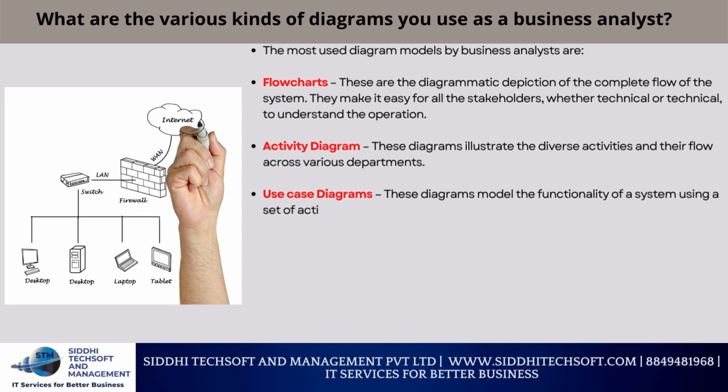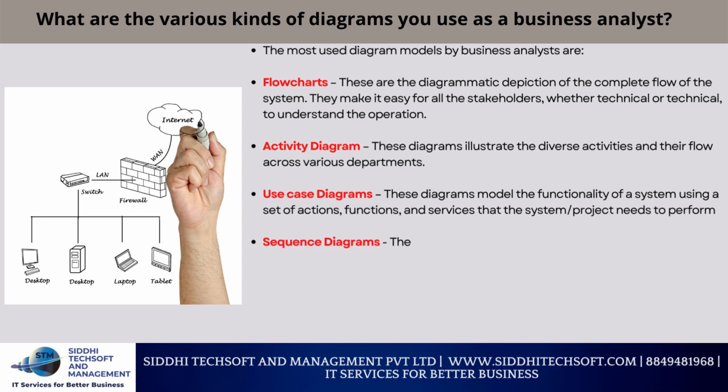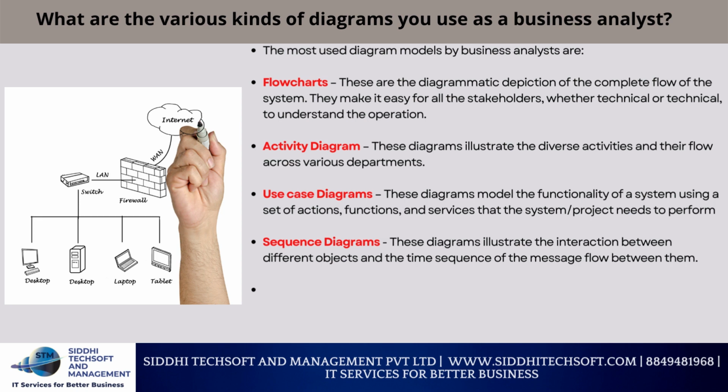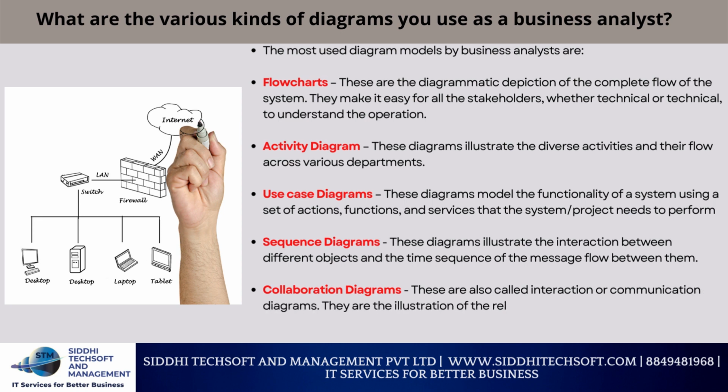Use case diagrams. These diagrams model the functionality of a system using a set of actions, functions, and services that the system or project needs to perform. Sequence diagrams. These diagrams illustrate the interaction between different objects and the time sequence of the message flow between them. Collaboration diagrams. These are also called interaction or communication diagrams. They are the illustration of the relationships and interactions among software objects in the unified modeling language.